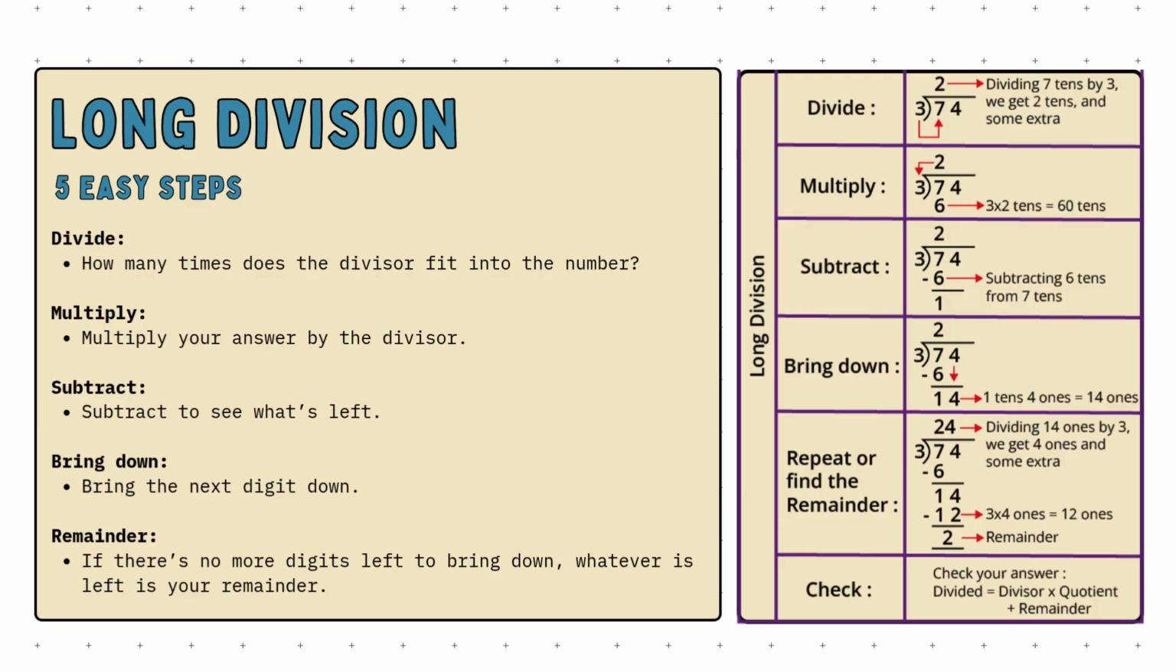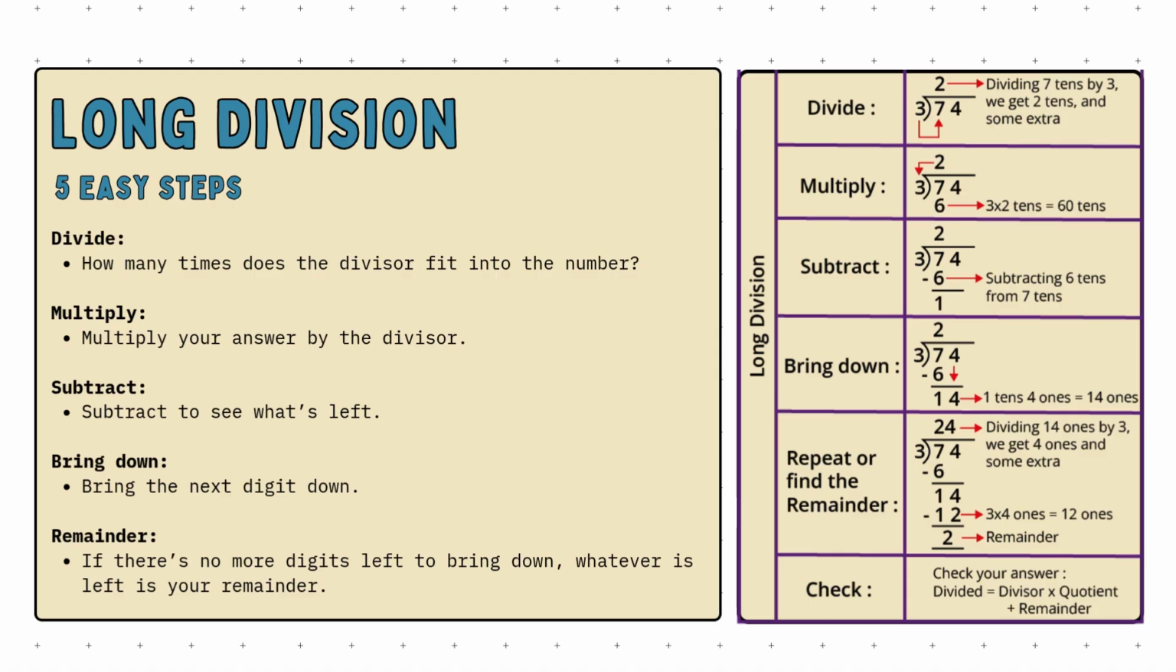Dividing a number by itself. When you divide a number by itself, the answer is always 1. So if I say 5 divided by 5, it's 1. 10 divided by 10, it's 1. 8 divided by 8 is 1.